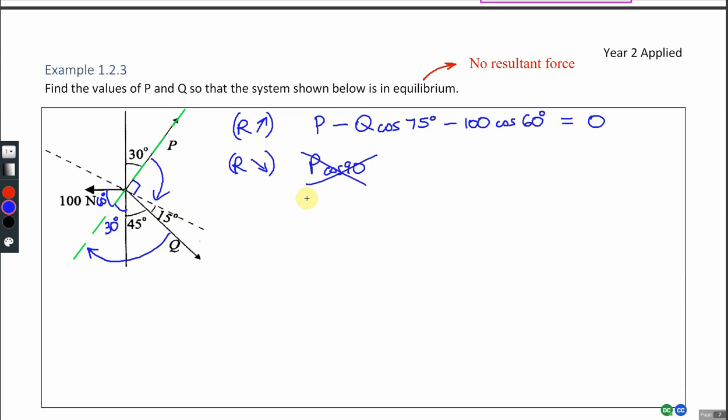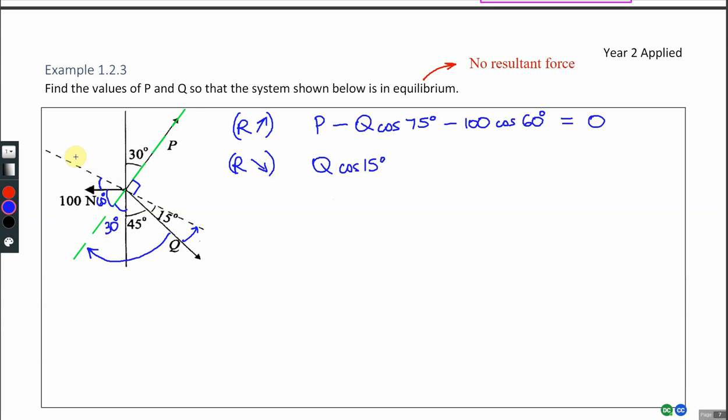So in general, if a force is perpendicular to the direction that you're working in, then it will not be included in your equation. So in the direction I'm currently working, only the Q and the 100 forces will be included. So it'll be Q cos 15 degrees. I'm turning the Q force through 15 degrees, and then it points in the same direction that I'm working in, so it'll be positive.